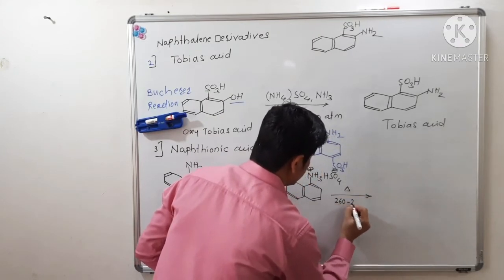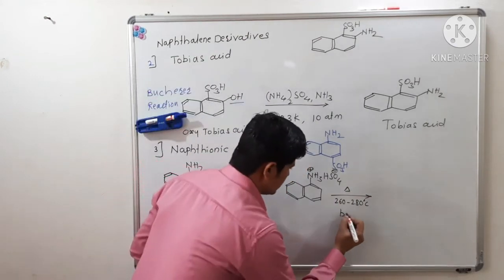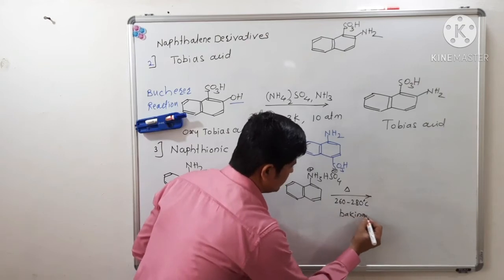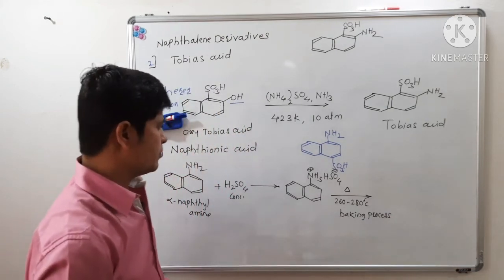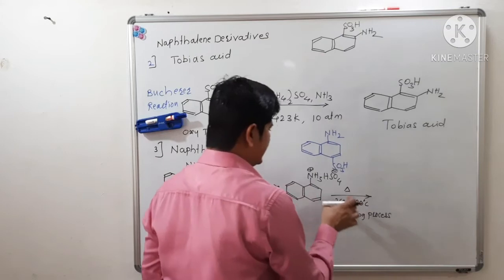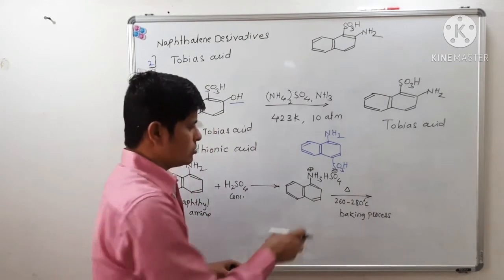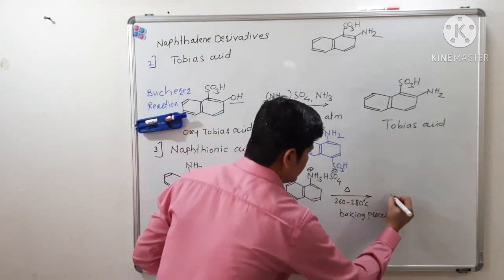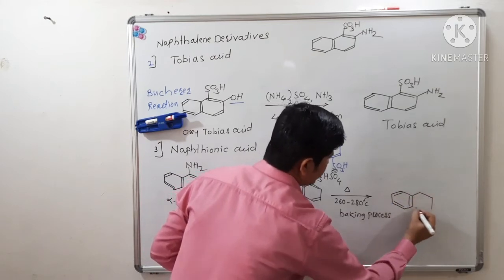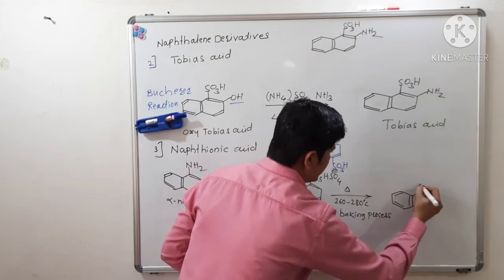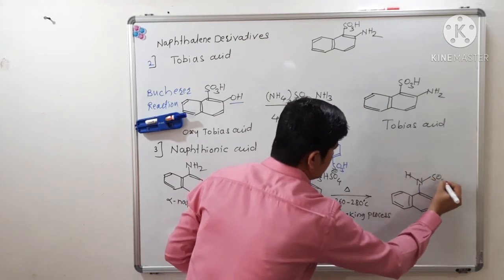around 260 to 280 degrees Celsius, and this is called the baking process. Now when we heat this intermediate, there will be a loss of a water molecule from this salt. And what we will get is naphthyl sulfamic acid.